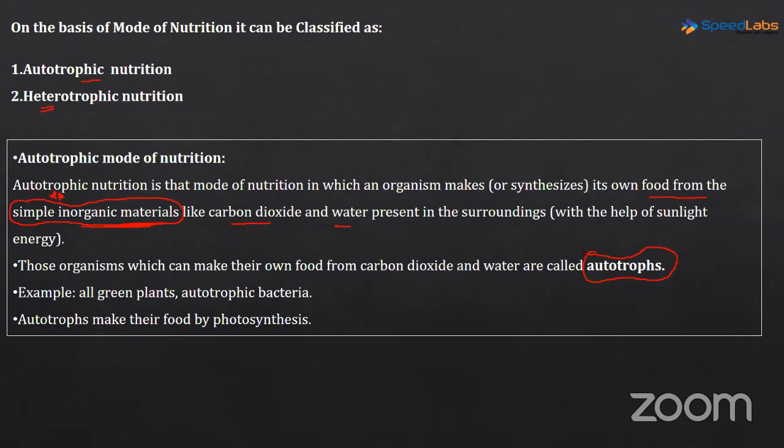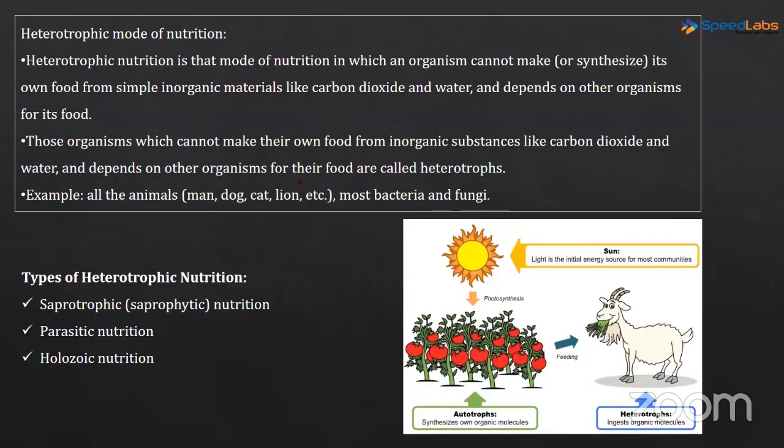Okay, next humne discuss kiya tha heterotrophic mode of nutrition. Heterotrophic mode of nutrition, hetero means other and trophic means to obtain nutrition, right? Ye maine last class mein bhi bataya tha, hetero means other and trophic means to obtain nutrition.